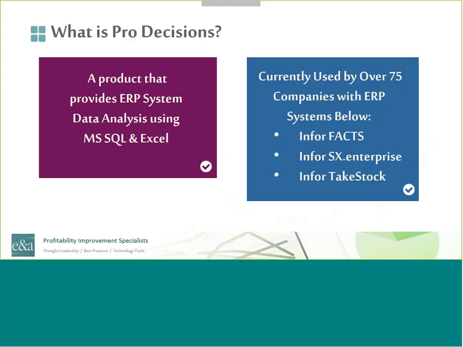Let me talk first about what Pro Decisions is, from a very broad standpoint. It's a product that provides ERP system data analysis using Microsoft SQL and Excel. A lot of people like analyzing their data in spreadsheets, because you can do so much with it. This product makes that available to you, using the data from your ERP system. It's currently used by over 75 companies with those ERPs below: Fax, SX Enterprise, and TakeStock. So we have a good number of users from all three of those ERP systems.